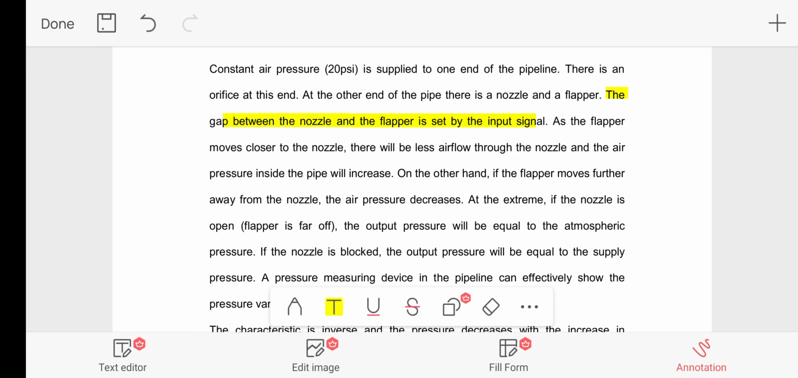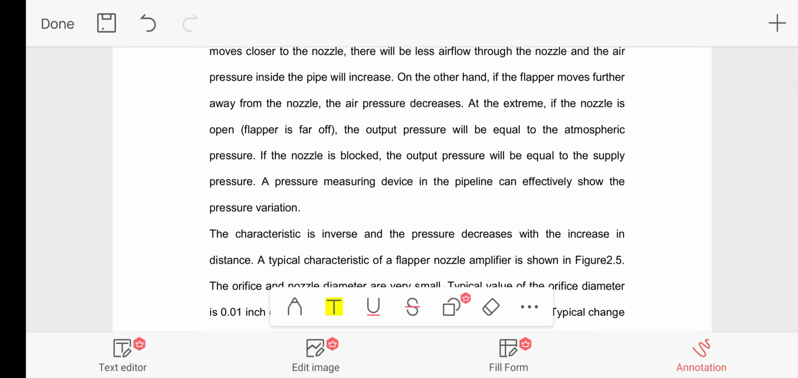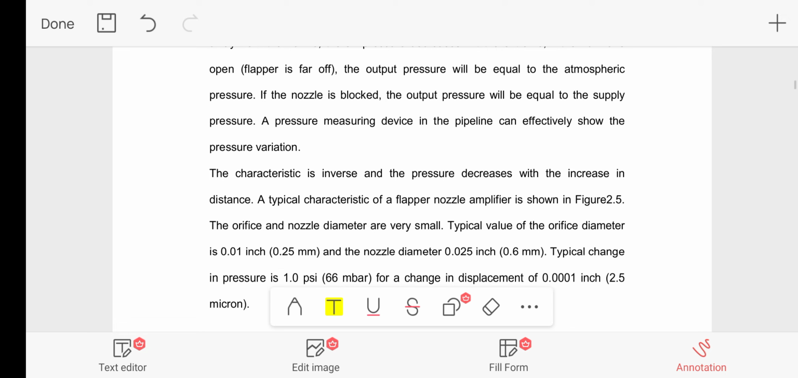On the other hand, if the flapper moves further away from the nozzle, the air pressure decreases. At the extreme, if the nozzle is open, the output pressure will be equal to atmospheric pressure. If the nozzle is blocked, the output pressure will be equal to the supply pressure. A pressure measuring device in the pipeline can effectively show the pressure variation. The characteristic is inverse: the pressure decreases with the increase in distance. A typical characteristic of the flapper nozzle amplifier is shown in figure 2.5.